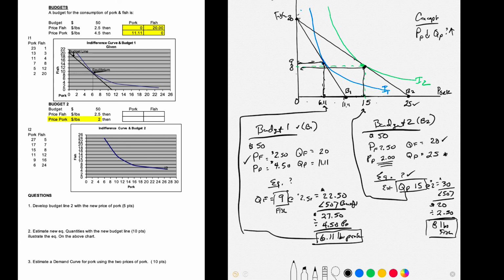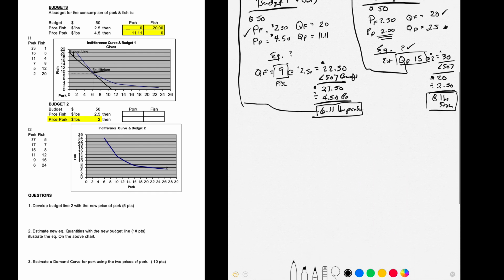But either way, what we're looking at is this relationship between price and quantity. And what we can find out is that if you lower the price of a product, like from $4.50, it will move way out to a higher quantity. In this case, the answer was 15.